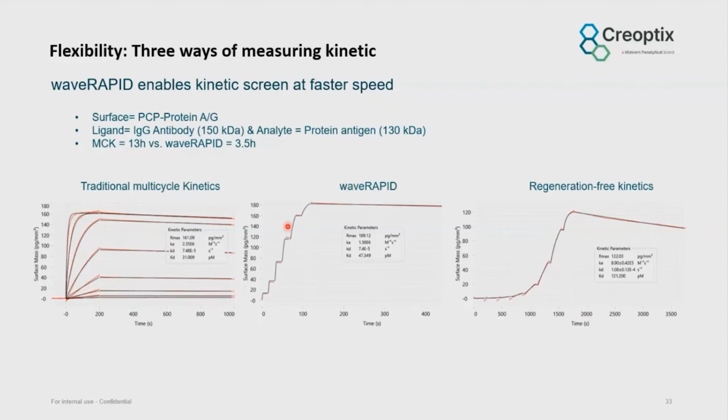And on waveRAPID, because of this pulsed nature, we can do this much, much quicker. And we can also see that the binding kinetic rate constants and the KDs are in very similar ranges. The same is true for the regeneration-free kinetics, and we can see highly agreeable affinity ranges and kinetic constants with this. So this really highlights how waveRAPID can benefit your workflow when identifying protein-protein interactions, in this case, an antibody and antigen.